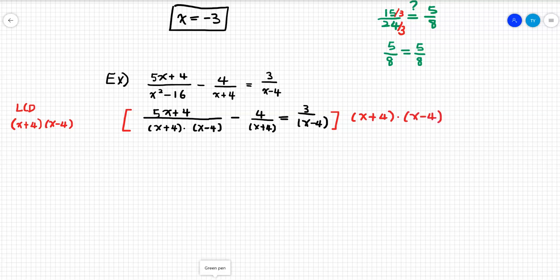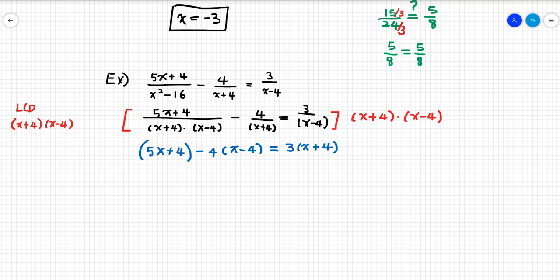So let's look at each term. So first term, they both go away, right? Because x plus 4 at the bottom, x minus 4 at the bottom, and same thing over here. So the first term, we're just going to get 5x plus 4. Okay? Now the second term over here, x plus 4 goes away, cancels out, so it's giving us the minus 4 times x minus 4. And on the right hand side, x minus 4 cancels out, that gives us the x plus 4. Okay, so the denominator is gone.